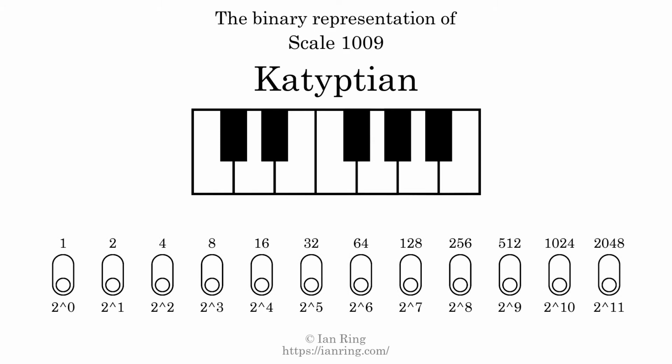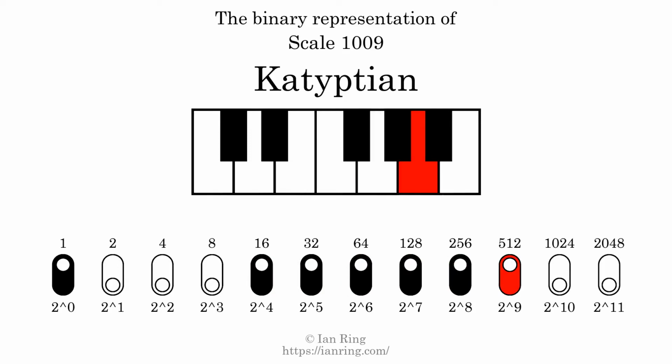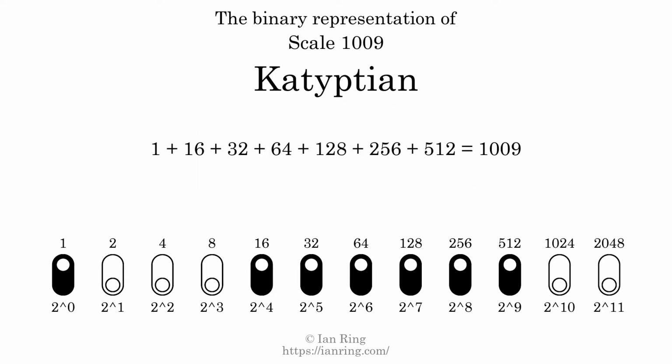The binary representation of this scale is determined by mapping tones of the scale to binary digits. Each binary digit represents a power of 2. To get the scale number, we add the powers of 2 together. The powers of 2 that are present in the scale, all added together, equals 1009. That is why the scale number, in decimal, is 1009.